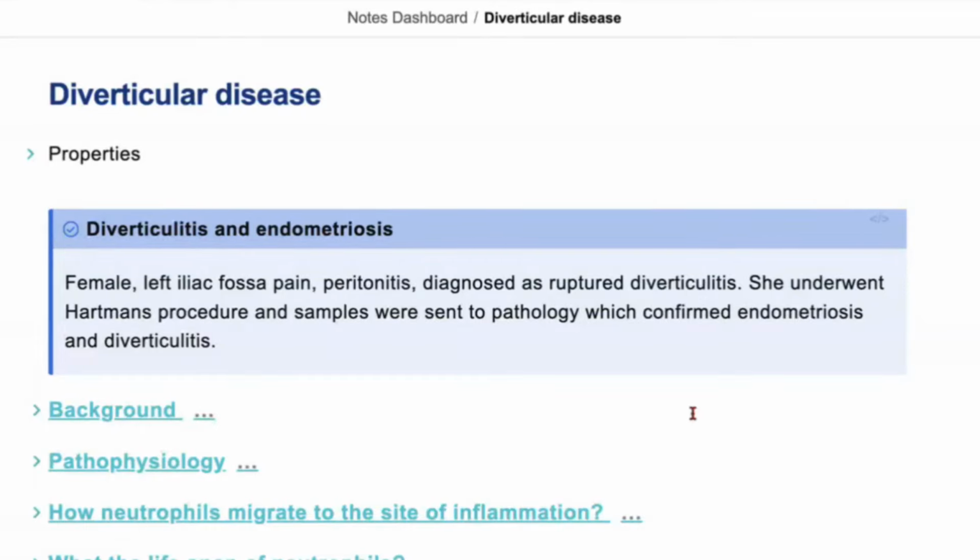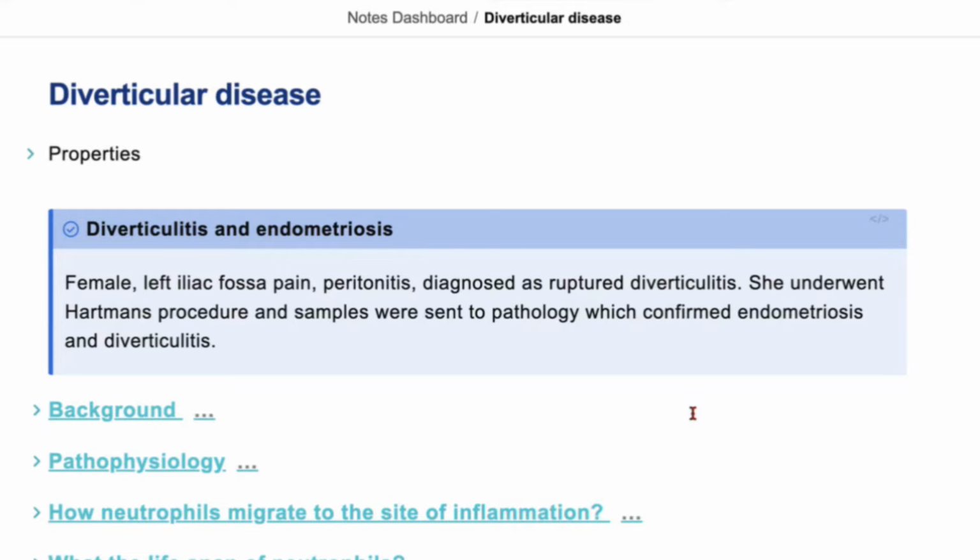Procedure, and the samples were sent for pathology, which confirmed endometriosis and diverticulitis as well. What's the pathophysiology of diverticulitis? So diverticulitis occurs because there's an increase in intraluminal pressure. It typically occurs in the sigmoid colon. And what happens is the mucosa and submucosa penetrate through the vasa recta in between the tenia coli.